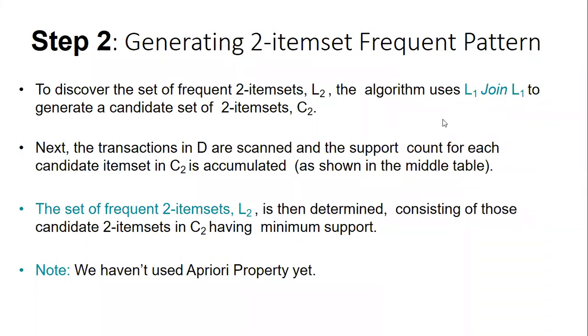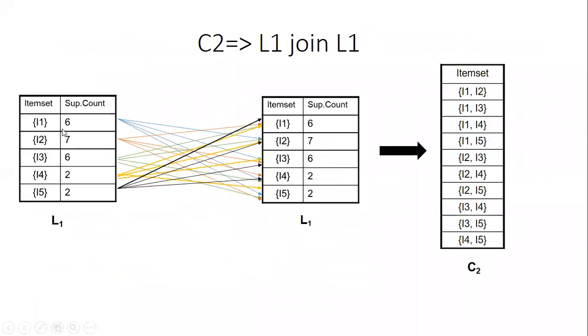How will we join? L1 is joined with itself. When we join L1 with L1 itself, you can see here I1 union I1 is I1 itself, so it is not joined. I1 is joined with I2, I1 is joined with I3, I1 is joined with I4, I1 is joined with I5. Likewise, we keep on doing for every item. So L1 join L1 will produce C2, that is candidate 2. Candidate 2 means a set of item sets having two items in the item set. Here I1, I2 and I2, I1 are both the same, so we can keep one occurrence.